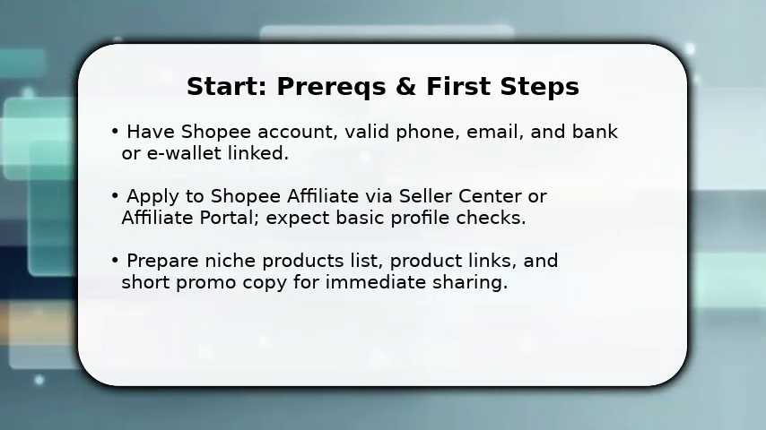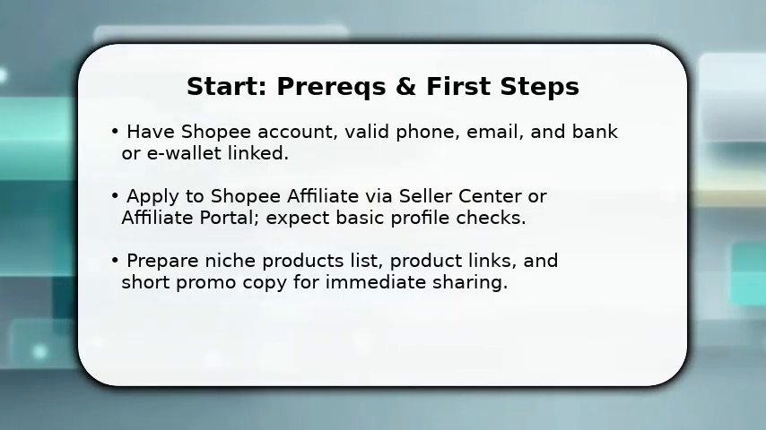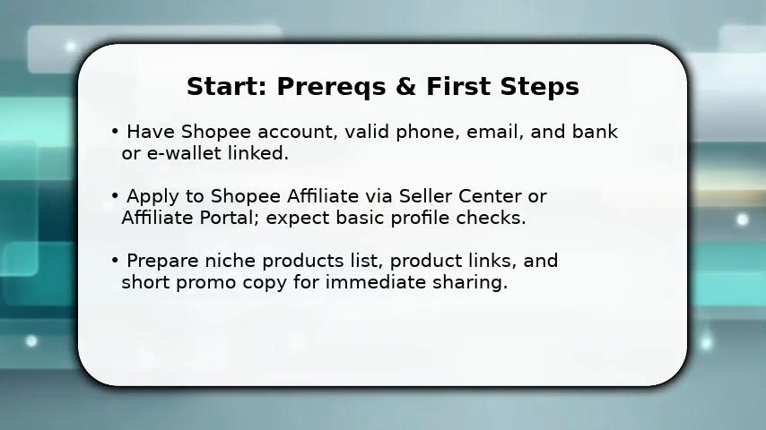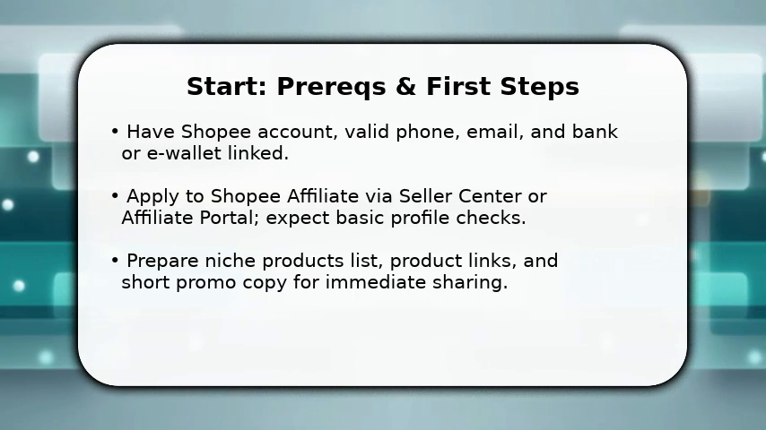First, open the affiliate portal and complete your profile so Shopee can approve you quickly. Once done, apply to the affiliate program and submit 3-5 product links you'll promote. This speeds approval and shows intent. Make sure to write short promo copy for each item so you can start sharing immediately after approval. That's your first actionable push toward earning.